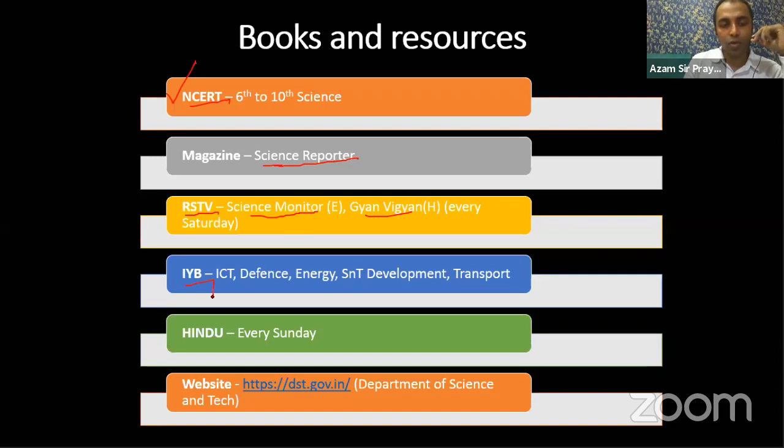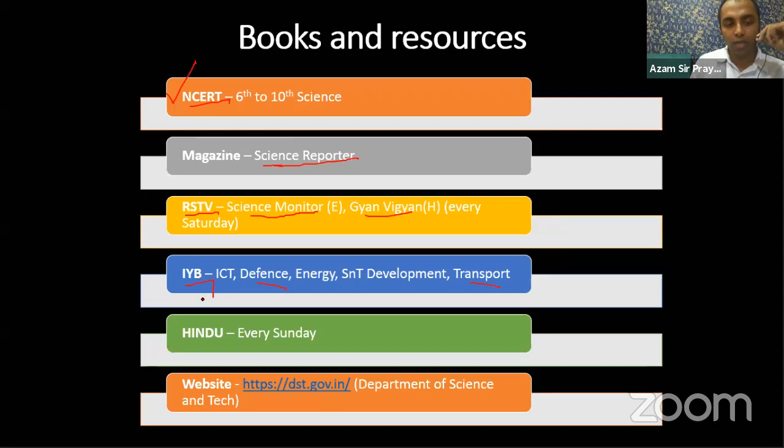Next is the India Yearbook. This is a yearly compilation of the one year current affairs, of whatever has come in the news, or whatever the government has done so far with respect to various dimensions, not only science and technology. So it has got close to 32 to 35 chapters. Out of that, the information communication chapter, the defense chapter, the energy chapter, science and technology development, and transport chapter can be done from India Yearbook.